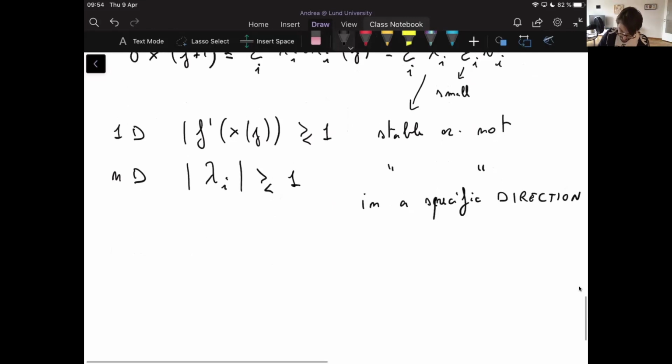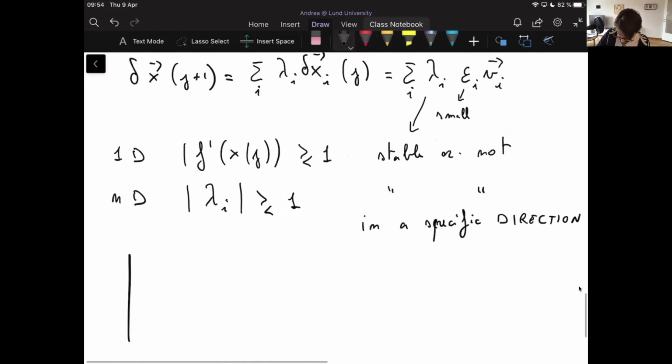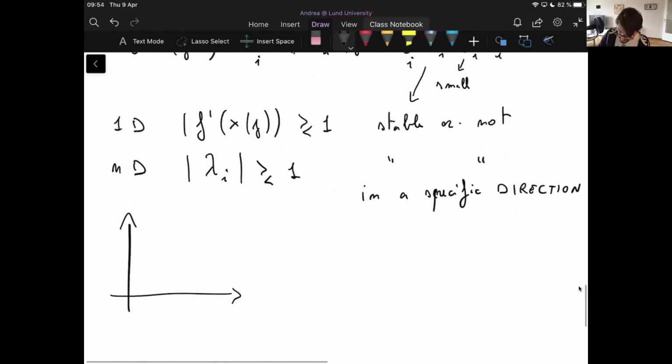So, for example, let's draw a couple of examples here. So, this fixed point, and then you have eigenvectors in this case like this, and then you have 1 and 2. And let's suppose that lambda 1 is greater than 1 and lambda 2 is smaller than 1. What happens here is that the phase diagram, this is called the phase diagram.